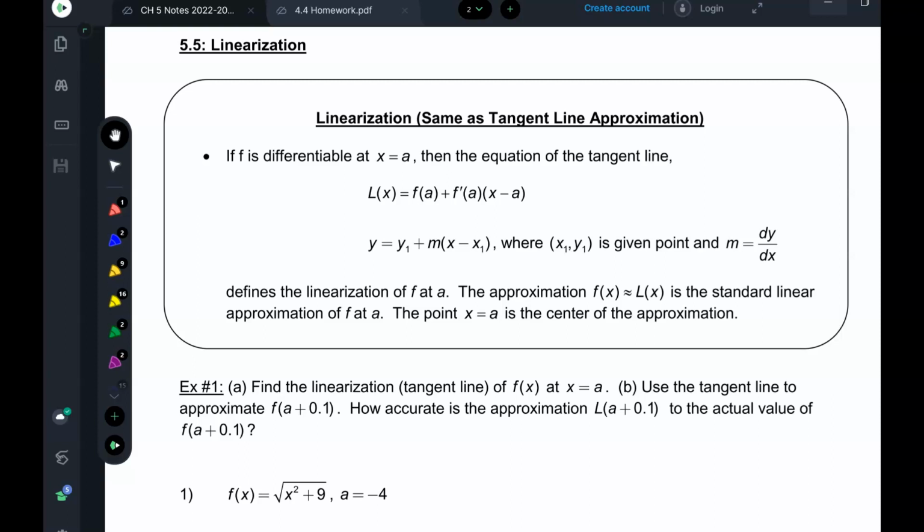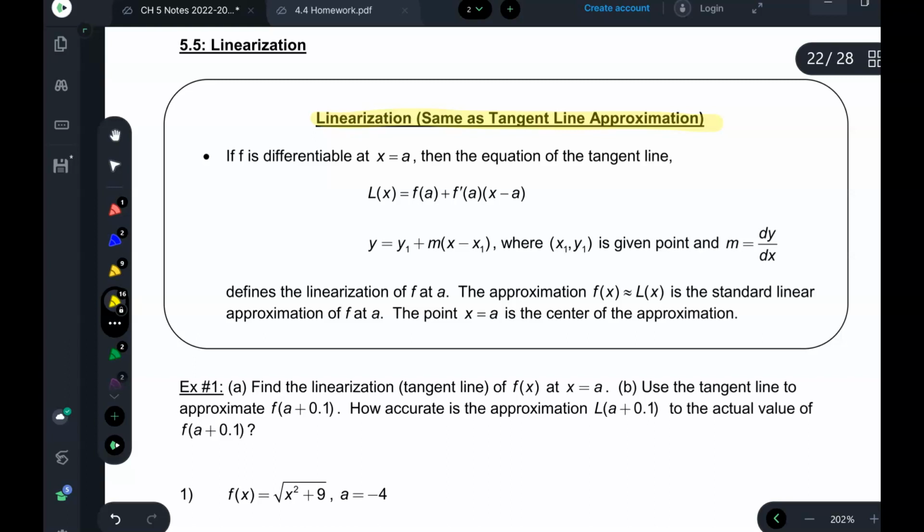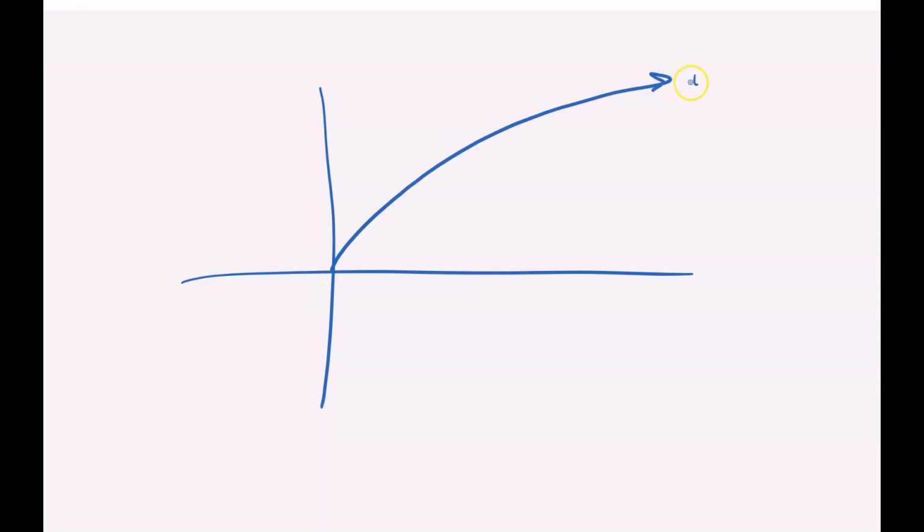Okay, so today we're going to look at 5.5 on linearization, also known as our tangent line approximation. Before we get started with the notes, I just want to look at, in general, what does this linearization mean? So if you take a graph, and it can be any kind of graph, let's say it's a square root function, which we'll look at later.